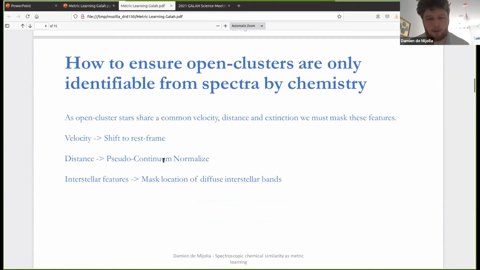So this rests on a key assumption, which is that open clusters can only be identified from spectra by their chemistry. There are a few ways in which we know that this cannot be the case, because open clusters share the same common spatial location. On top of sharing a common chemistry, they also share a common velocity, distance, and extinction. If we don't mask these features, then identifying open cluster siblings isn't just going to identify chemically similar stars, but also chemically similar stars with common velocities, distances, and extinctions. So we need to remove these features.